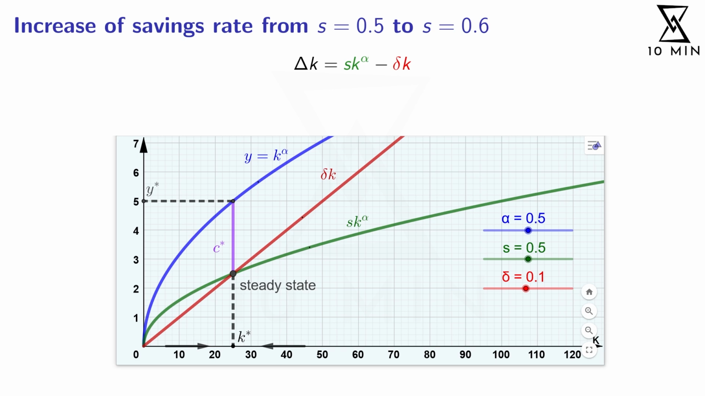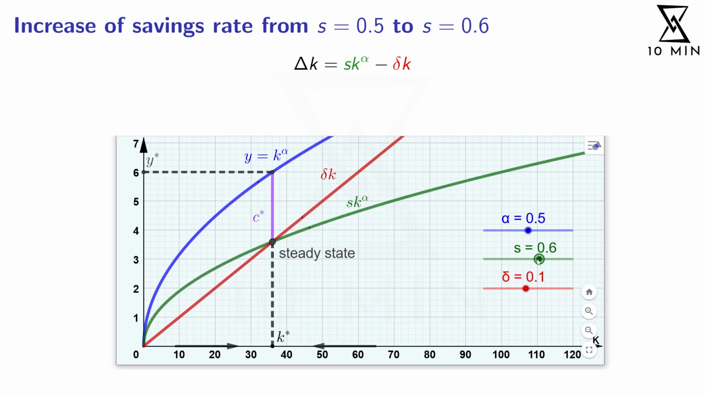The change of the capital per worker is still the difference between the green savings investment per worker and the depreciation. But if we increase our savings rate S from 0.5 to 0.6, then our green savings and investment curve is now not going to be 50, but 60% of our blue income per person. So if we increase our savings rate to 60%, then the green savings investment curve is pushed upwards.